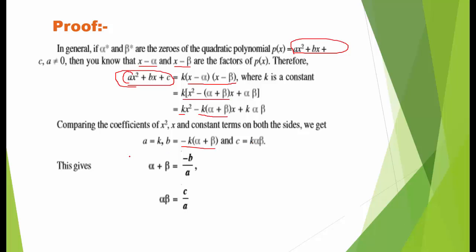Now we have to find alpha plus beta. This alpha plus beta is b divided by minus k, and if we replace this k with a, because k equals a, then alpha plus beta is minus b divided by a. This is our first formula, that is the sum of zeros. And on comparing, alpha beta equals c divided by k, and again we replace k with a, then alpha into beta will be c divided by a.